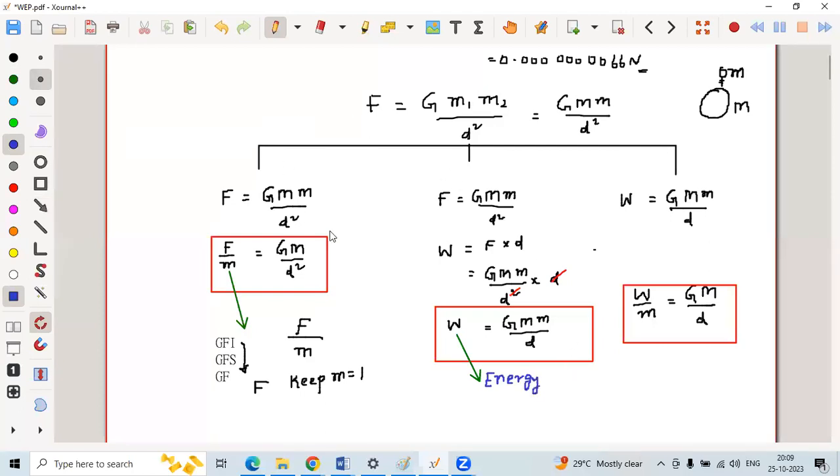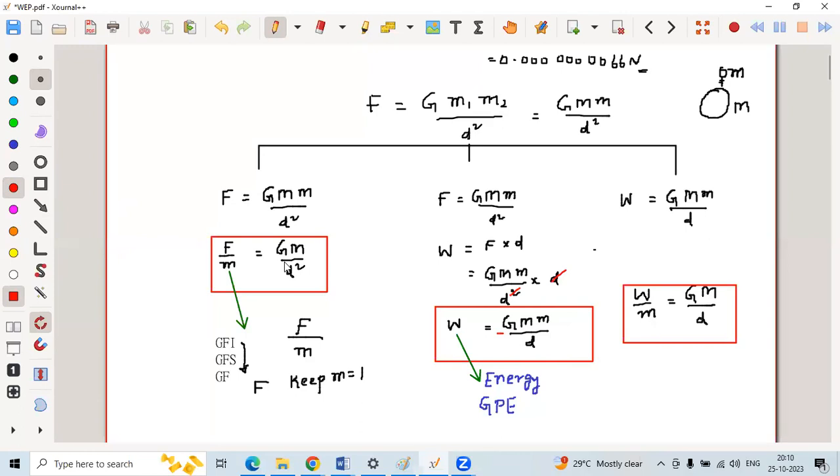Right? So do you know its name? Gravitational potential energy. Whose name? This GMm by distance square, I mean GMm by distance. Its name is gravitational potential energy. Acha. But just remember a small thing, minus will come, sign convention.